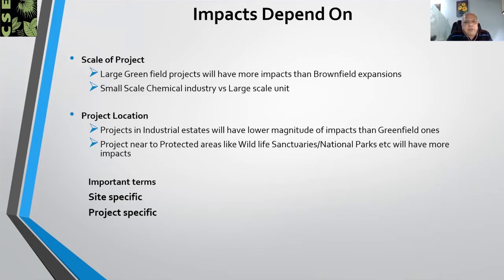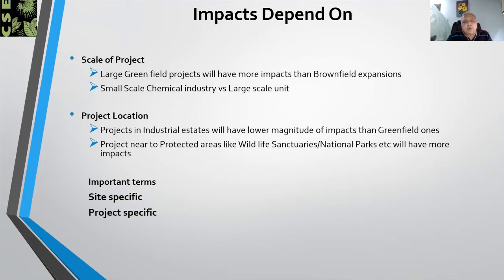Then one other important concept here is the project location. If you have a project which is located in industrial estates, it will have a lower magnitude of impacts than the greenfield ones. And projects near protected areas like wildlife sanctuaries, national parks, etc., will have more severity of impacts. So depending upon the location, the magnitude or the severity of the impacts changes.